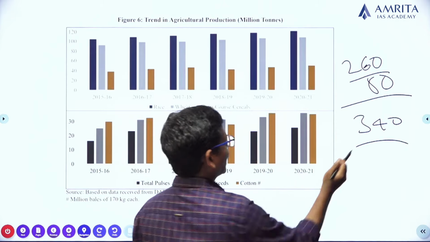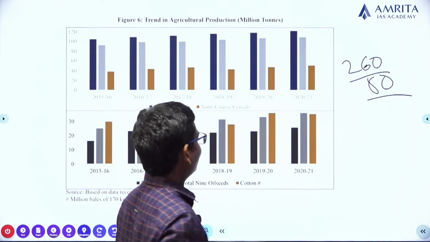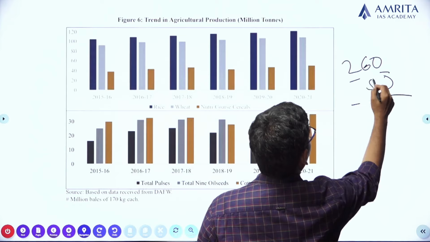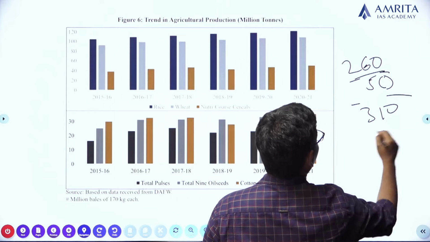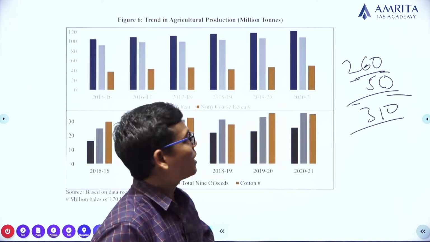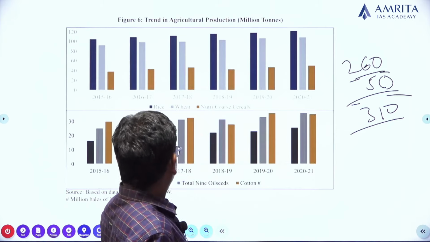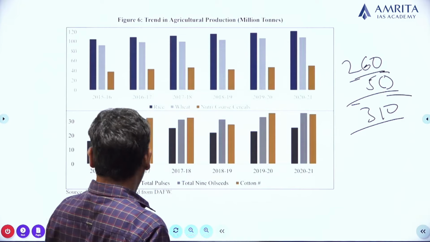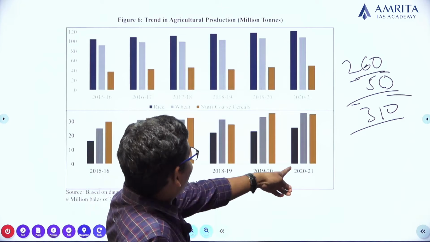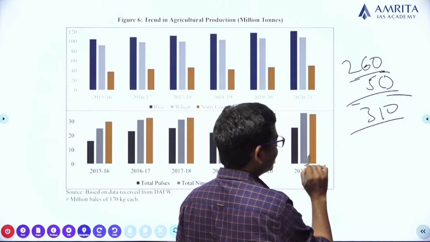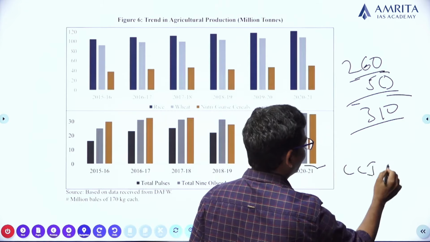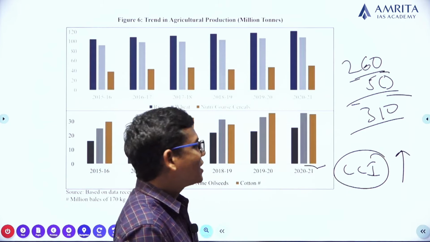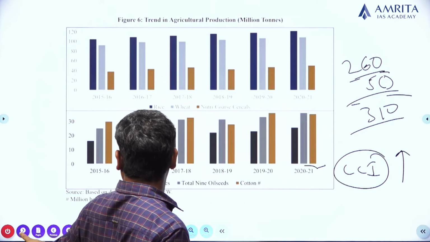But this is cotton, you cannot add cotton here. Cotton is something different. So you can add 50. This is the average level of production that is happening in India as both the cereals and pulses. Okay, you can see the increase in cotton. And because of this increase in cotton, if you observe the recent budget, the Cotton Corporation of India has allocated more budget in order to procure this cotton. Okay, that is one aspect again you have to remember.